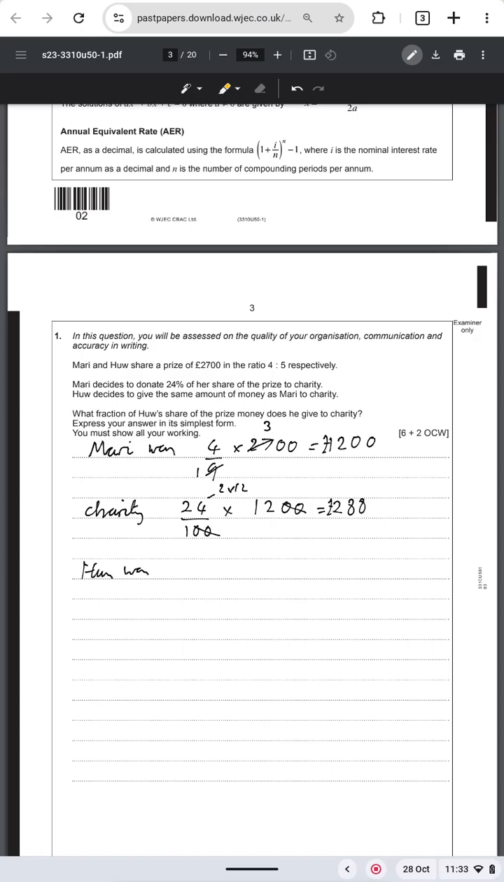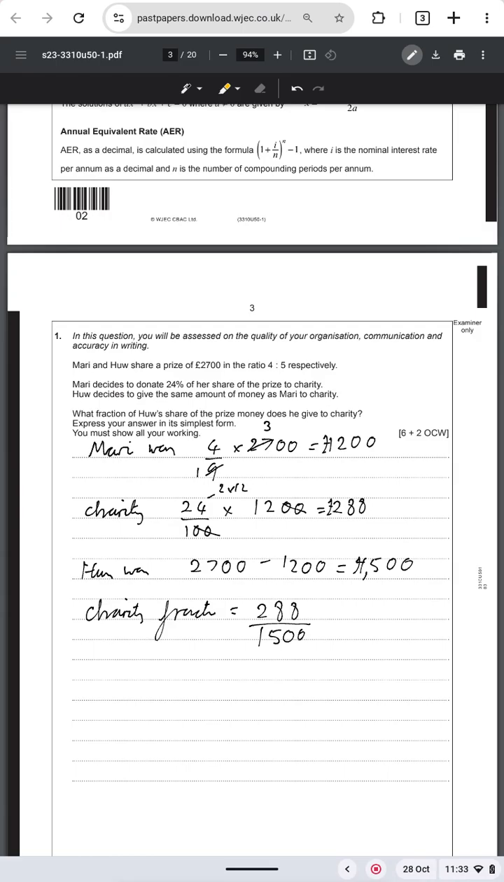So now Hugh won 2,700 minus 1,200, so he won £1,500. And now we need to put this into a fraction. So the charity fraction is equal to 288, because Hugh gives the same amount as Mari, over 1,500.